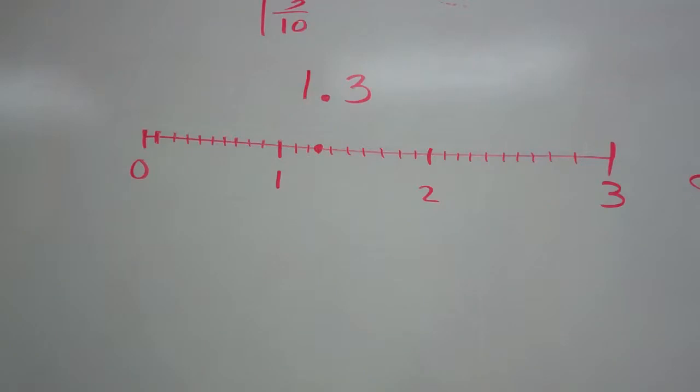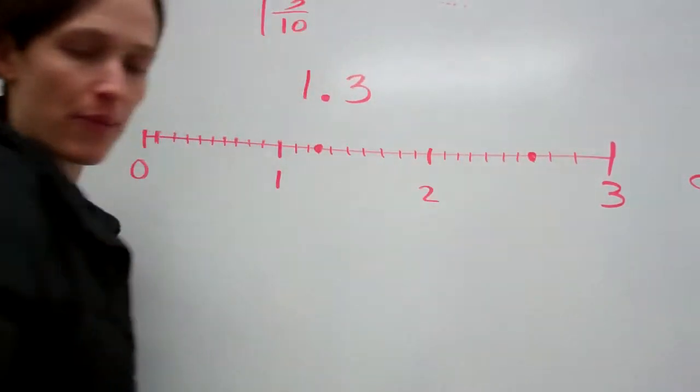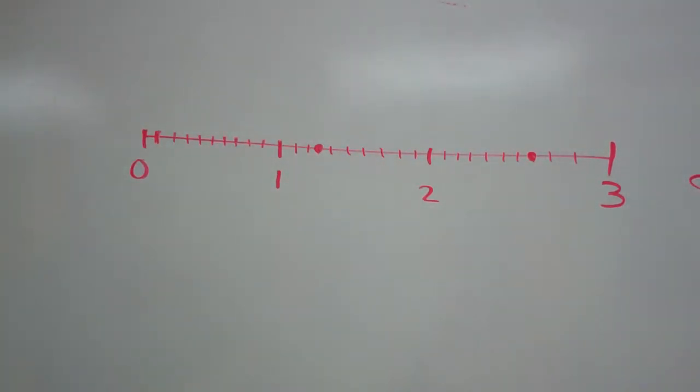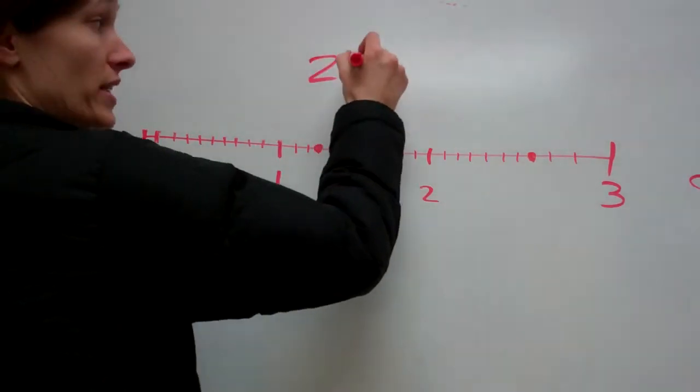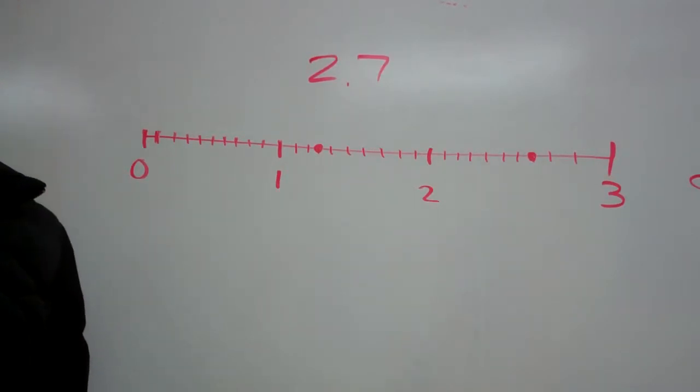Okay? All right? What about this one? What is that dot? Okay? 2 and 7/10, or 2.7. Very good. Okay? It's on the 7. Very good. All right. Is everybody understanding?